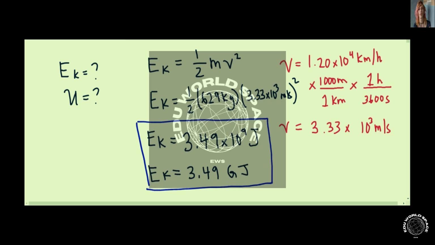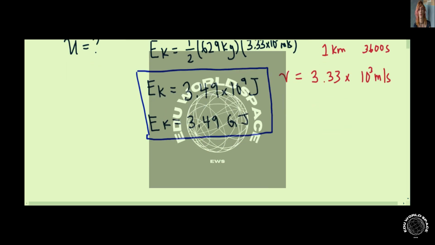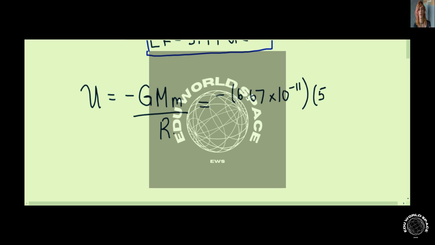And then we also want to calculate the potential energy of the Earth spacecraft system. So to do that, we're going to use the potential energy formula. The two m's represent the mass of the Earth and the mass of the spacecraft, and the r represents the distance between them. And everything is pretty much in standard units. We'll just need to do a quick conversion to meters for the radius.